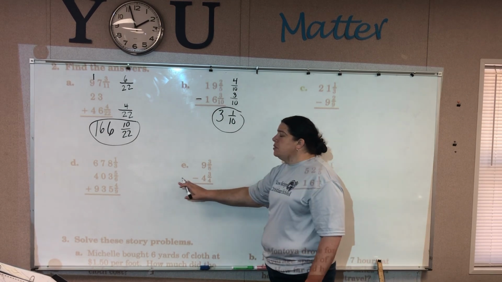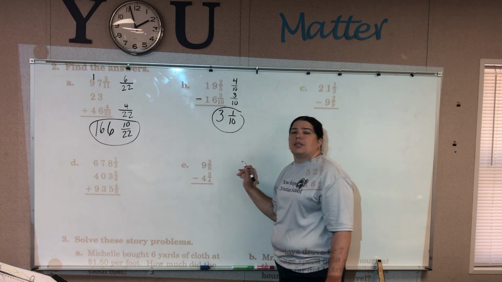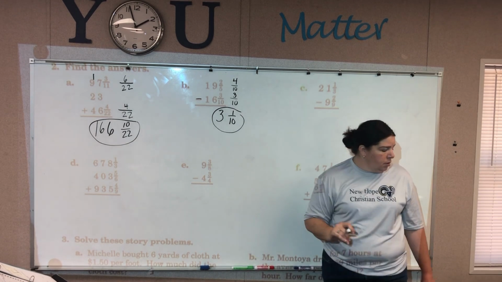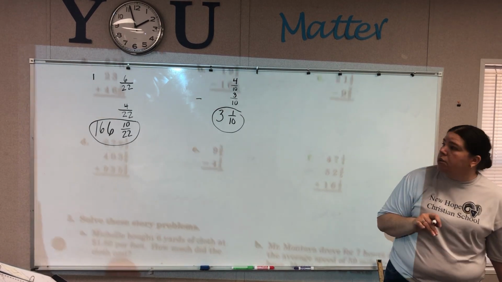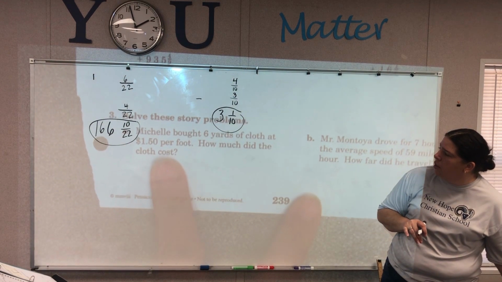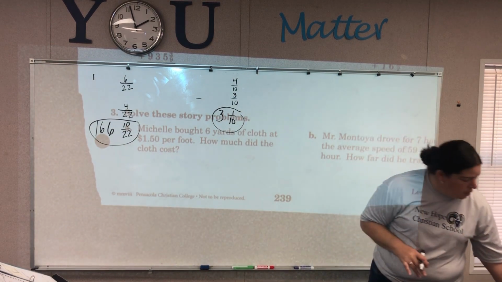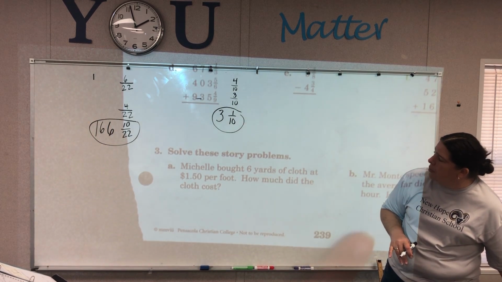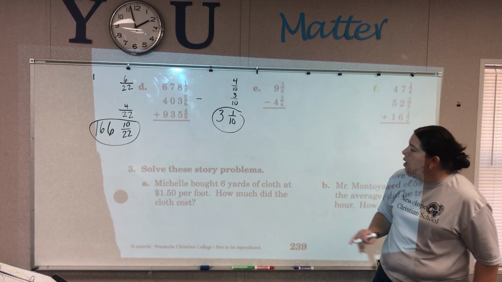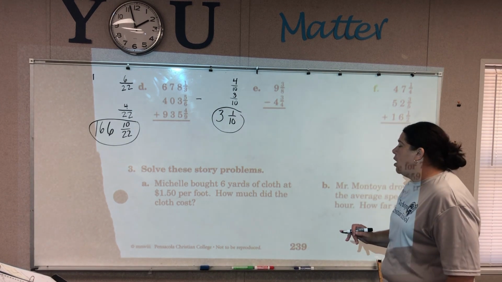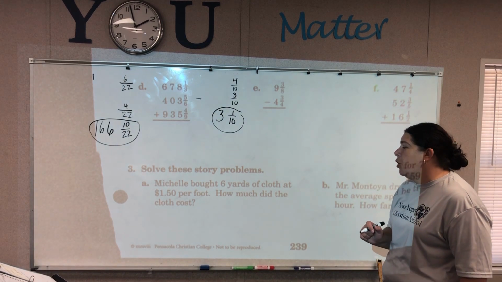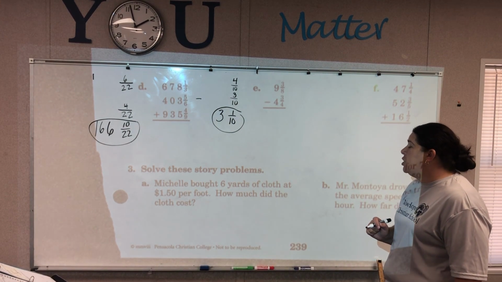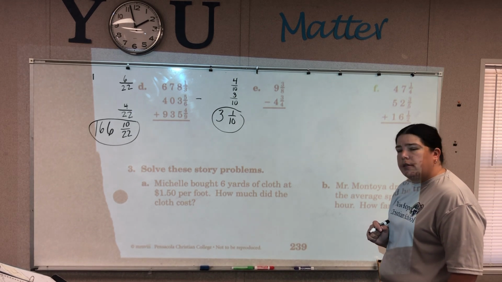Remember, adding and subtracting fractions, you need the same denominator. I'm going to move on. You're going to do that during your seat work. Solve these problems. I'll bring it down just a little bit. Okay. Solve these problems. Michelle bought 6 yards of cloth at $1.50 per foot. How much did the cloth cost?